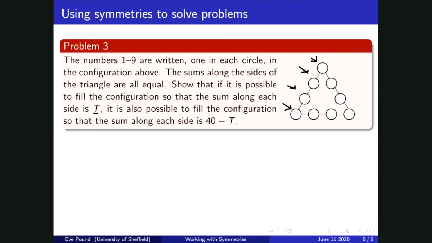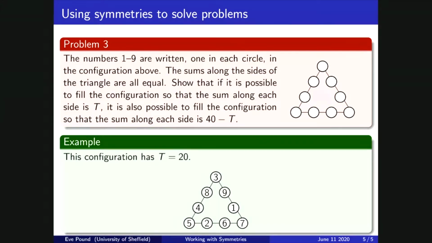And I want to prove that if it's possible to fill this in with the numbers 1 to 9 so that the totals are all the same and are the number T, then it should also be possible to fill it out and get a total along the side that's given by 40 minus T.